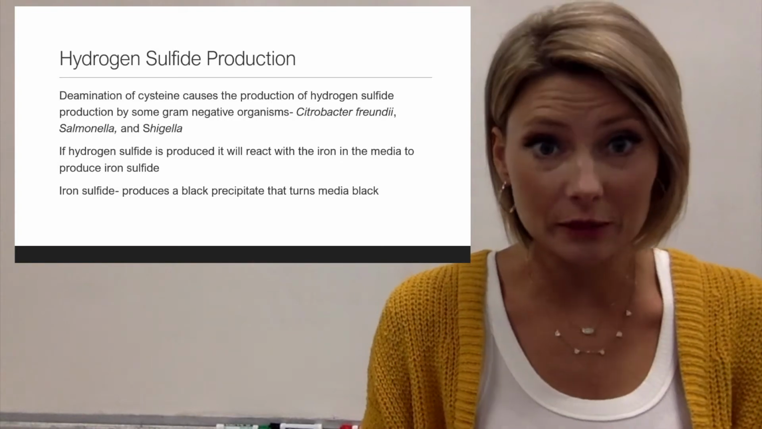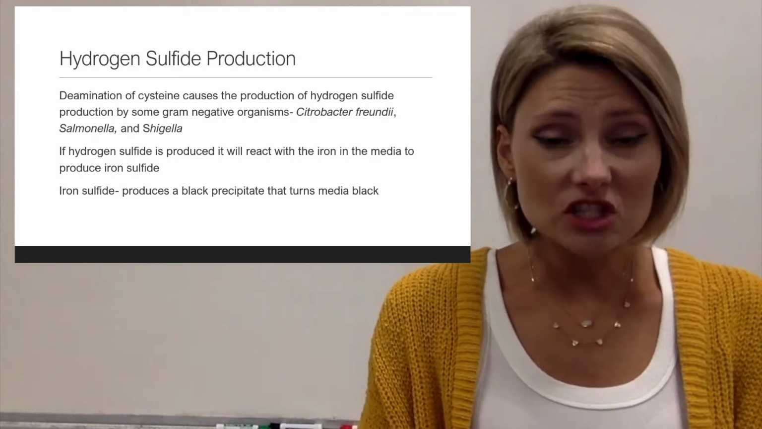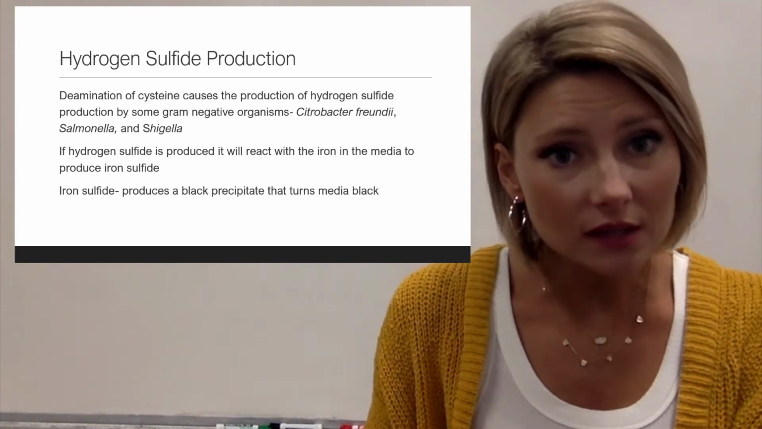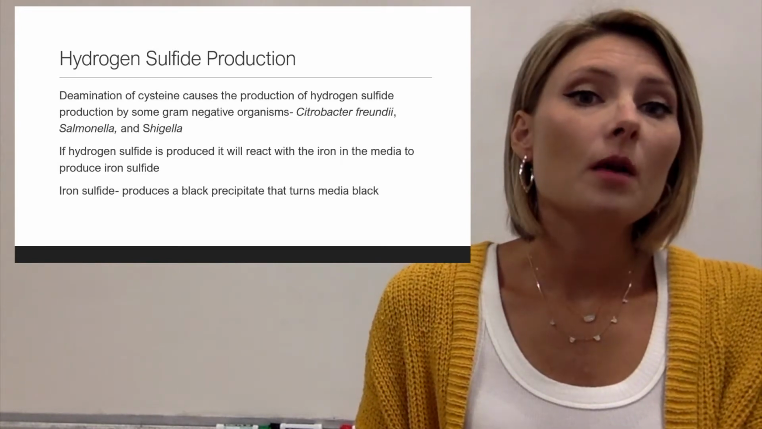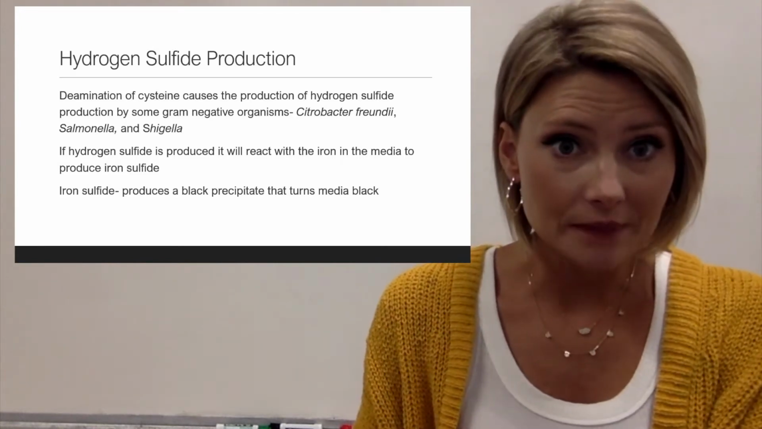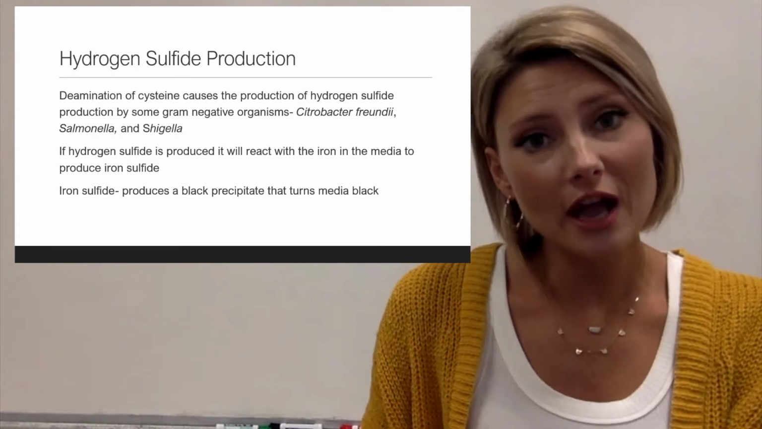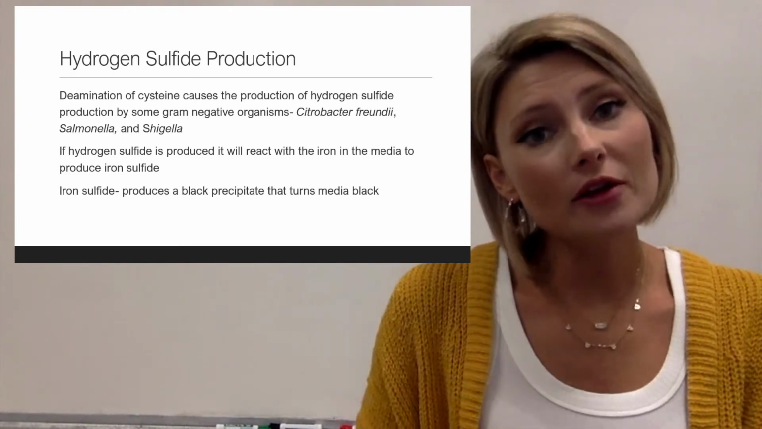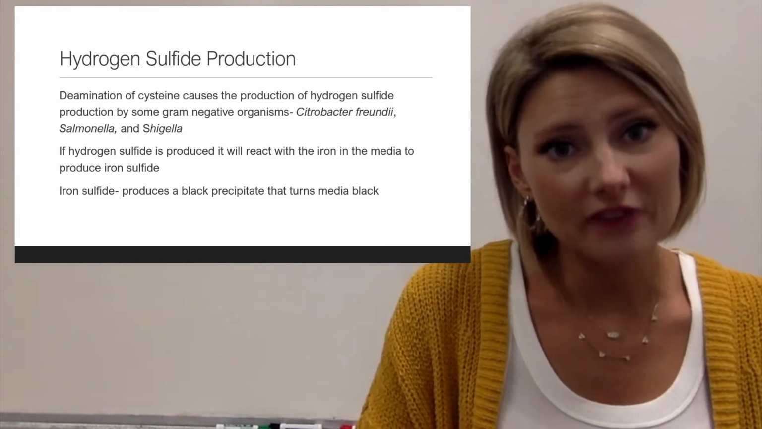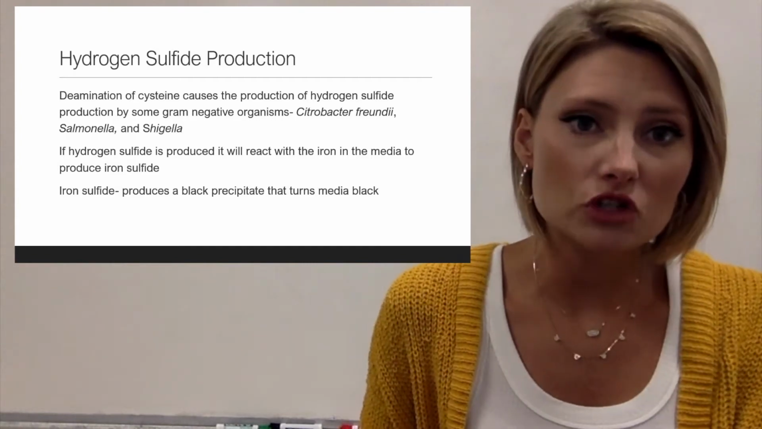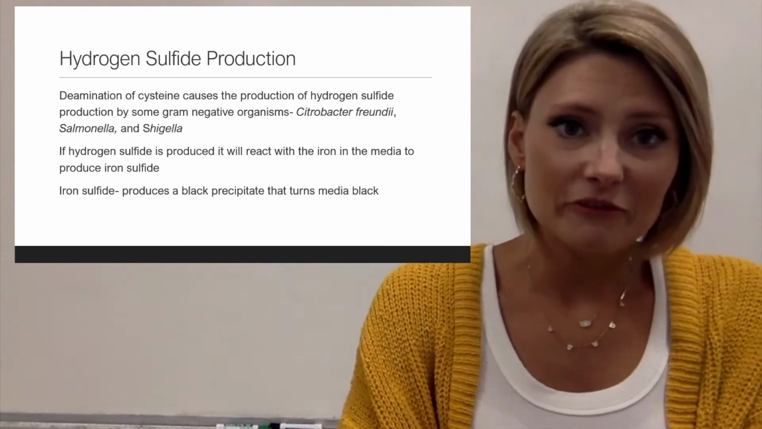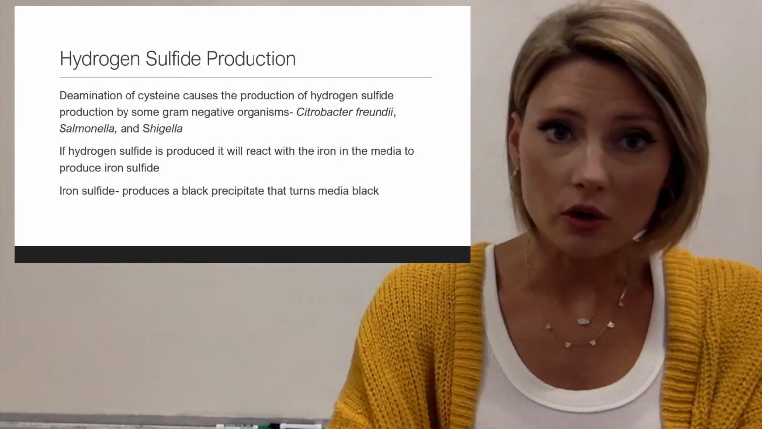So why do we care about that? Well, pathogens like Salmonella and Shigella produce hydrogen sulfide. So they are going to produce the hydrogen sulfide, and they're not going to have the ability to break down tryptophan. So they will be positive for hydrogen sulfide and negative for tryptophan degradation or indole production.